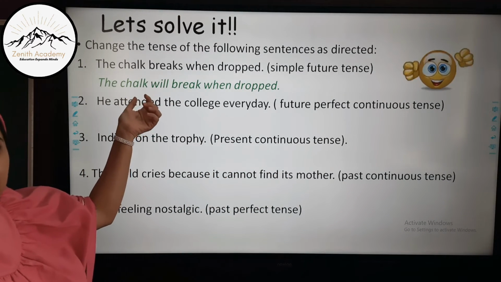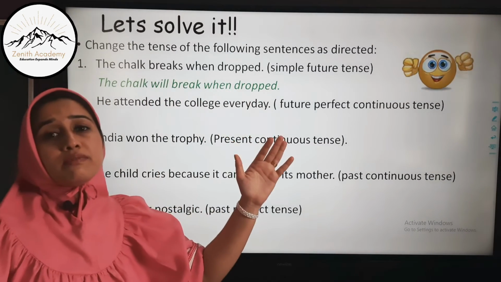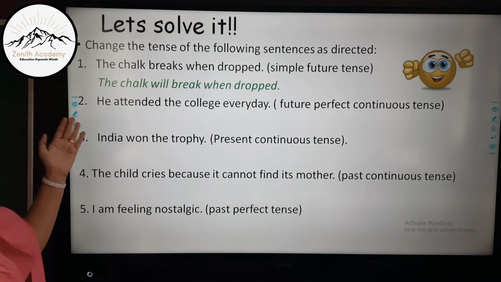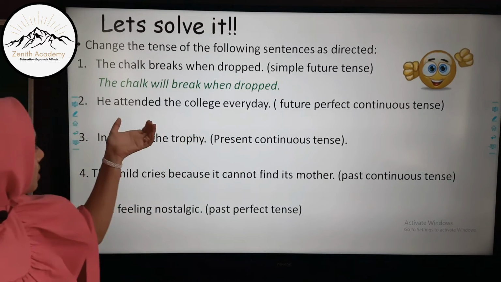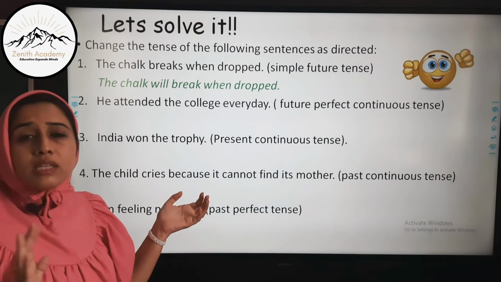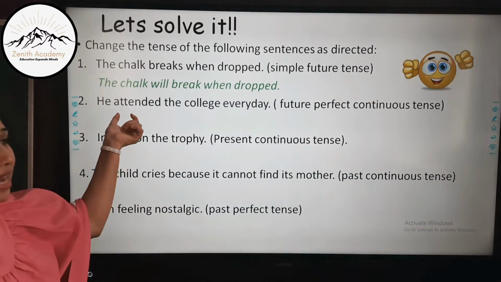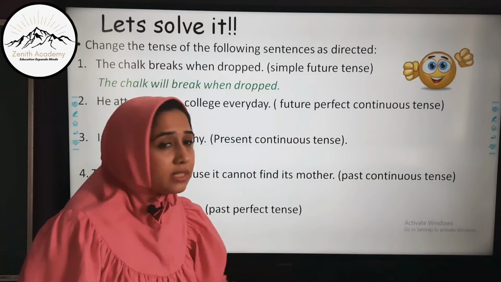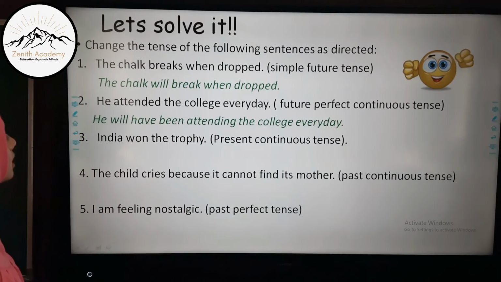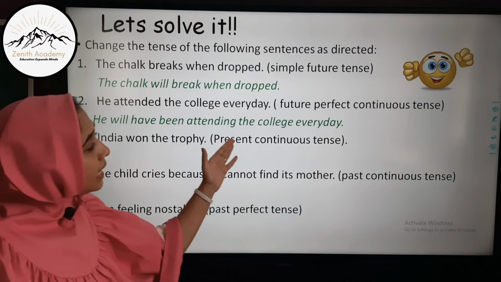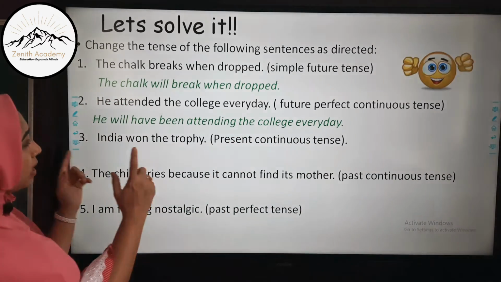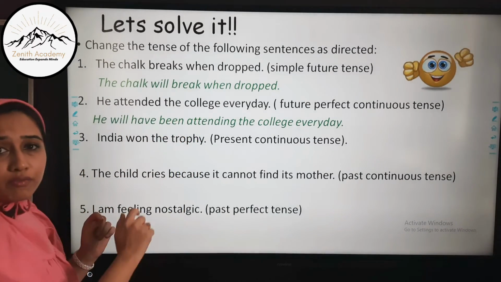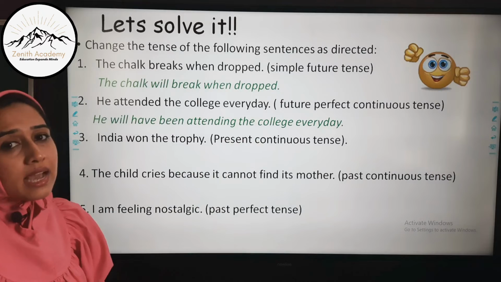Will, when added to the sentence, will show that the action is happening in the future or will happen in the future. The next one is, he attended the college every day. Now this sentence is in simple past tense because the past tense of the verb is used. This you have to convert into future perfect continuous tense. So the sentence becomes, he will have been attending the college every day. The formula is very important: will, have been plus the ing form of the verb. Will is used with the future tense, as we know.